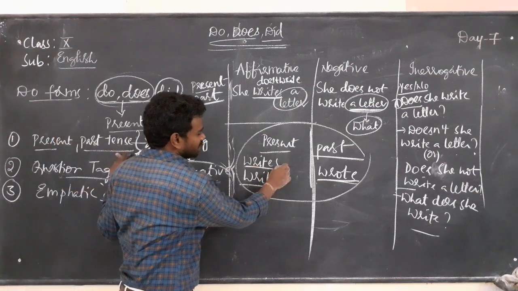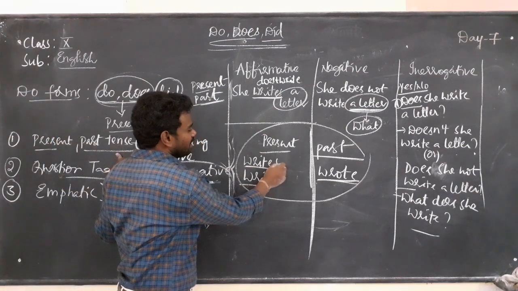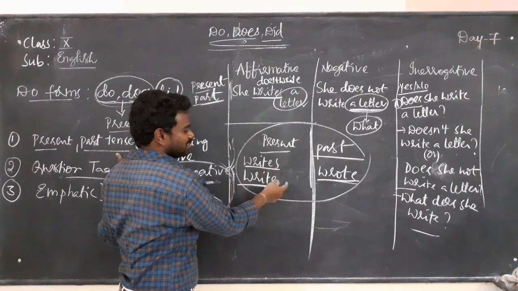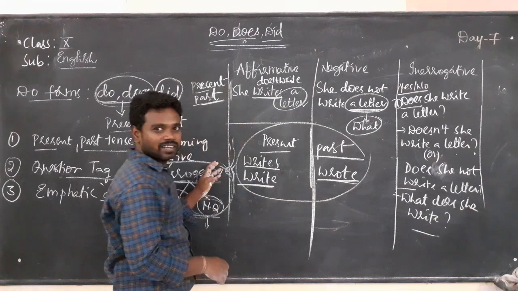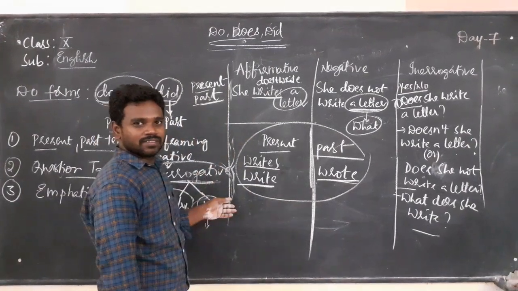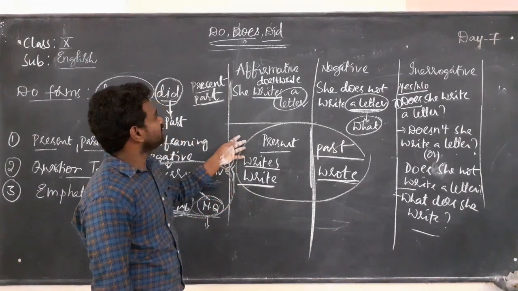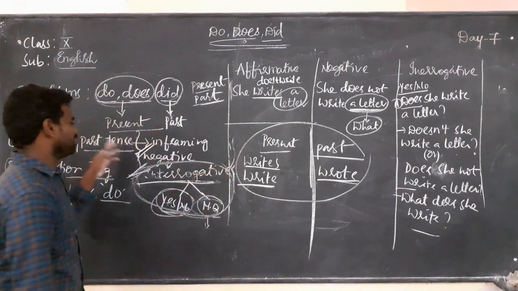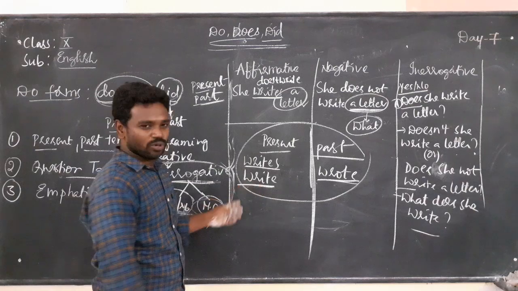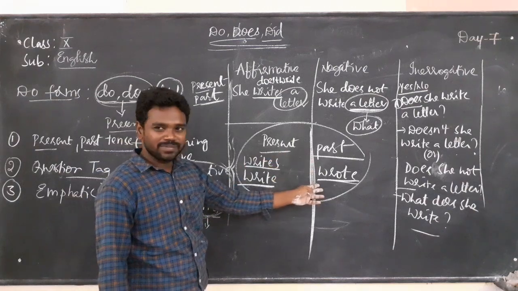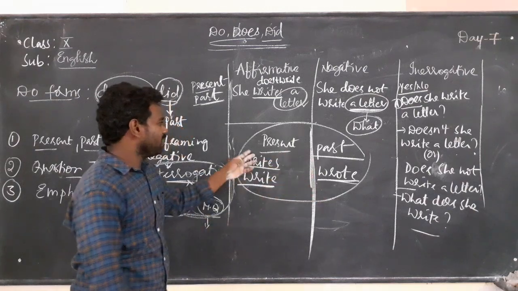As you see, writes means does plus write. Write means do plus write. Wrote means did plus write. Do, does, did always go with present and past forms. In present form, does and do go. In past form, did.